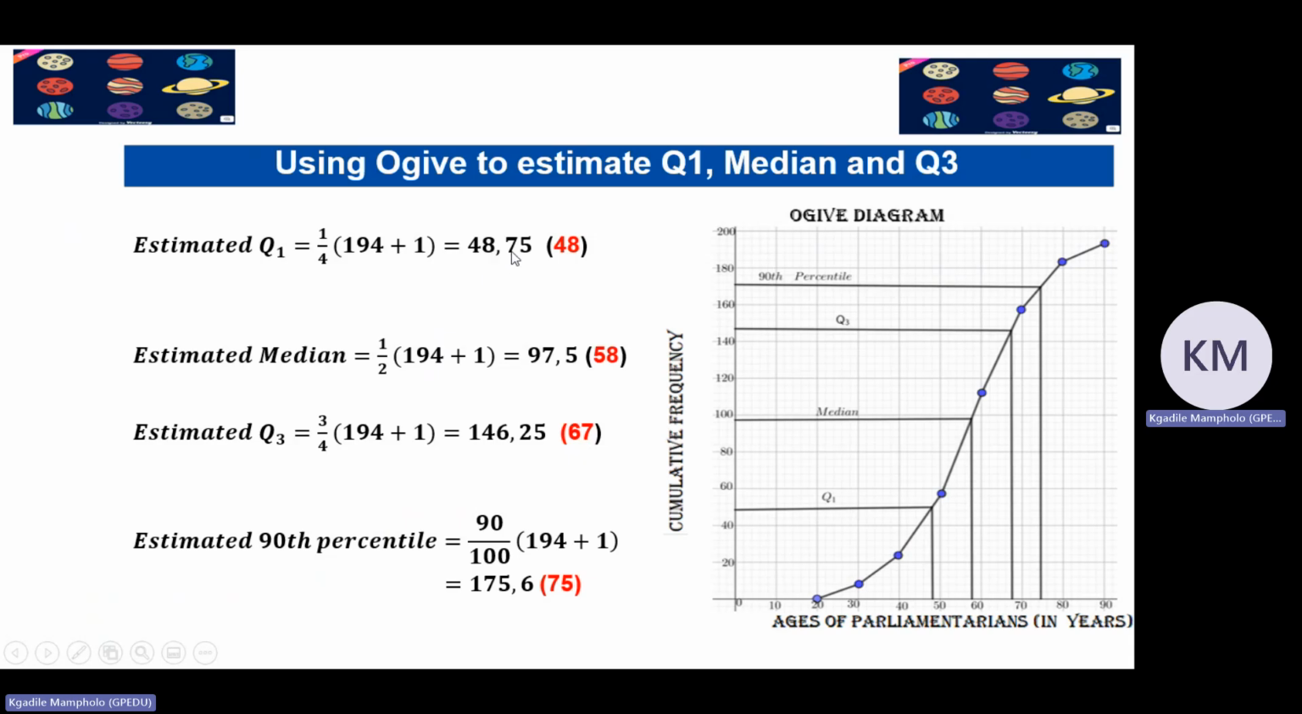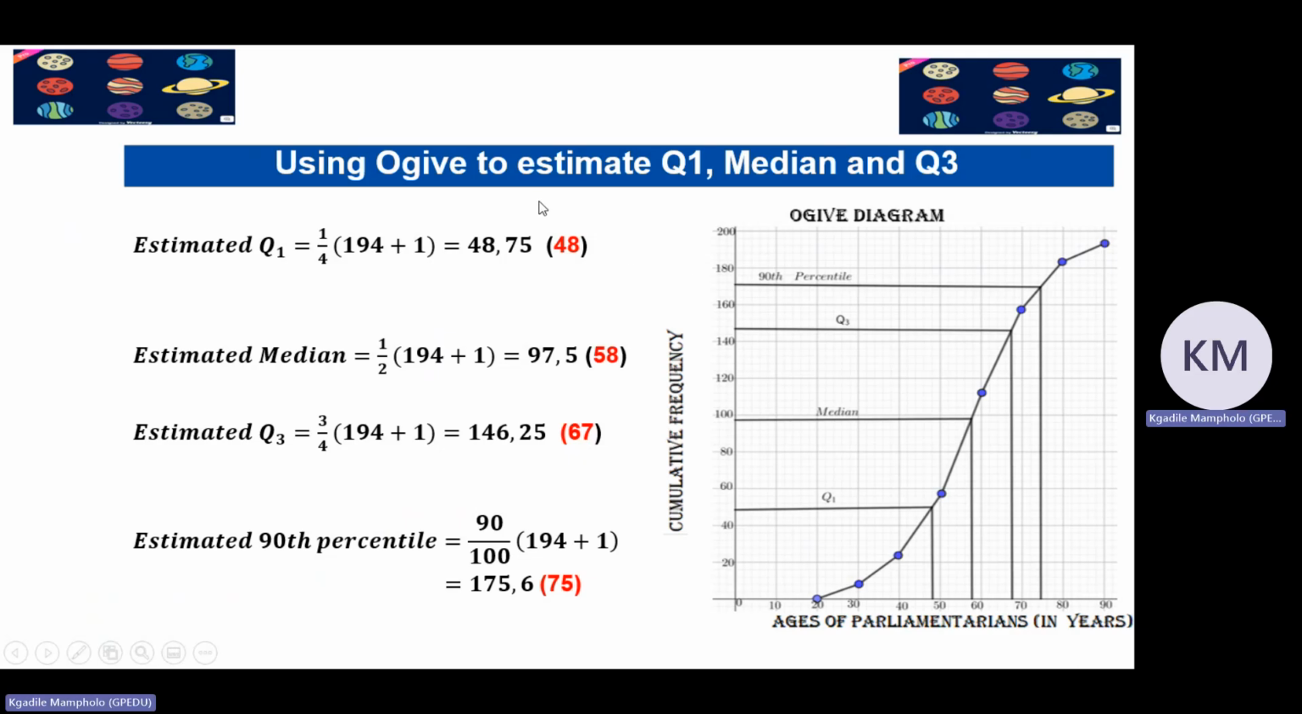You'll get 48.75. Then you check where 48.75 is. It's here, roughly. Then you draw a horizontal line, and when you get to the graph, you draw a vertical line. Then on the x-axis, the value that you get will be the estimated Q1 on this ogive. So then it will be 48.